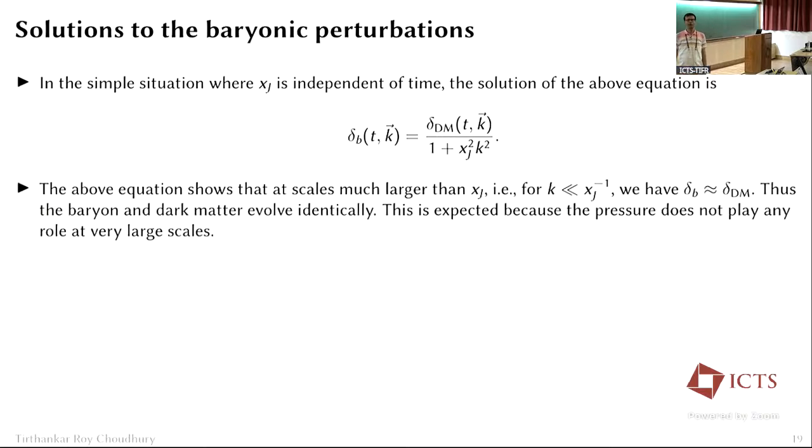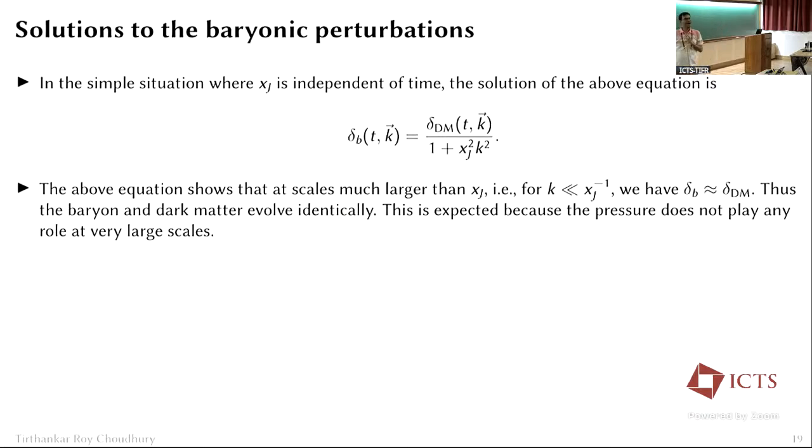Now again, look at the properties. Suppose I am interested in values of k which are much, much smaller than x_J inverse. Small k means large scales. So this means we are interested in scales much larger than the Jeans scale. What happens when k is much, much smaller than x_J inverse? This term becomes extremely small. So the baryonic perturbations are essentially equal to dark matter perturbations. At very large scales, the pressure does not matter. So the baryons roughly follow dark matter.